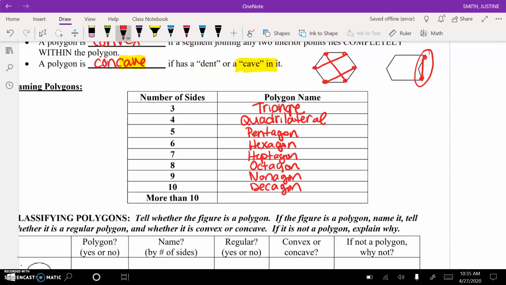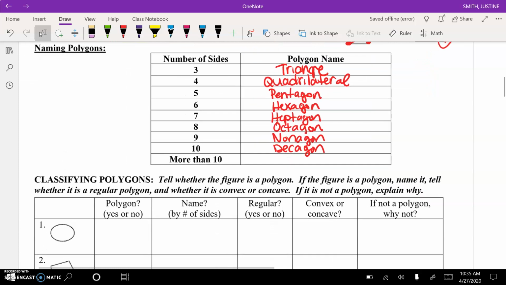For figures with more than 10 sides, there are specific names, but I'm not going to make you know them. If it's 12-sided, you would say a 12-gon. If it's 30-sided, you would say a 30-gon. Basically an n-gon, where n represents the number of sides.